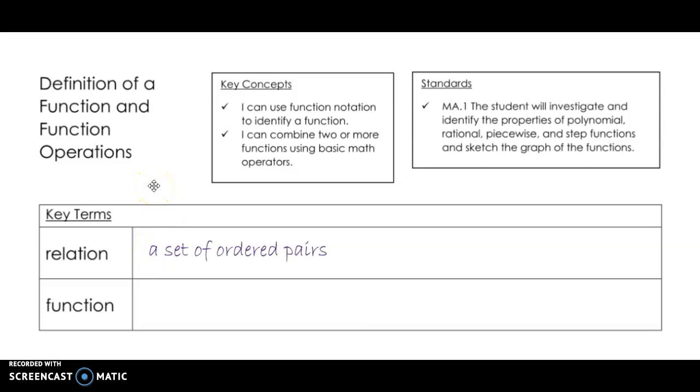A relation is any set of ordered pairs. So any two data points that are related to one another would be considered a relation. So we think of these often as x's and y's.